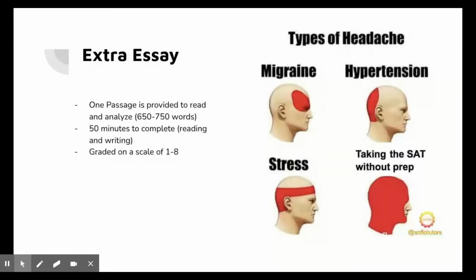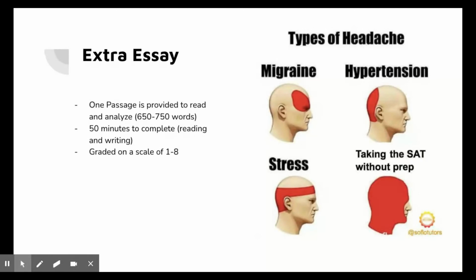Students have the option to write an additional essay or not. For the additional essay, students will be provided a short passage and prompt, and the students should formulate a well-structured essay supporting this claim. One passage of 650 to 750 words is provided for the student to read and analyze, being the basis of their essay response. 50 minutes are given for finishing this entire essay portion.